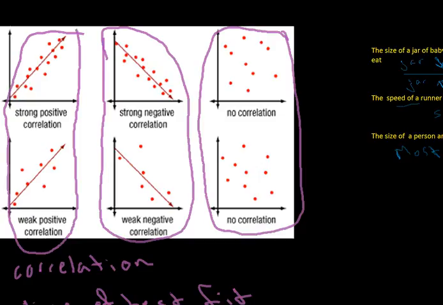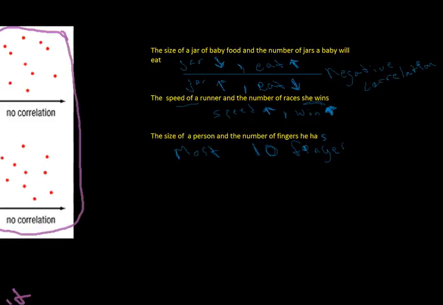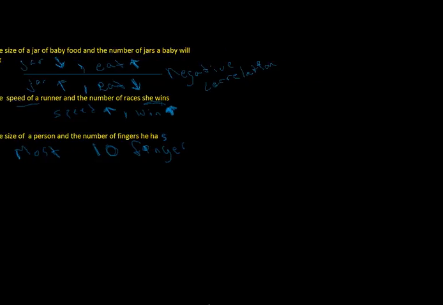Hey guys, Travis Gillespie, and in the last video we looked at correlation and identifying correlation of data. Well, now we're going to look at using a scatter plot to make predictions.